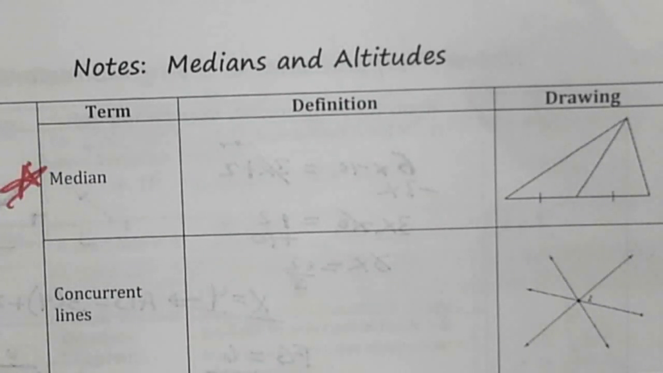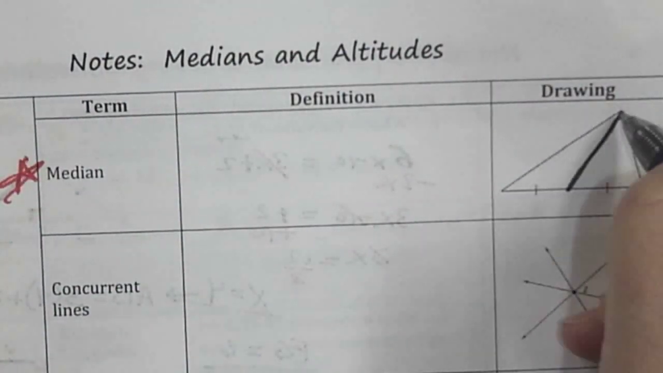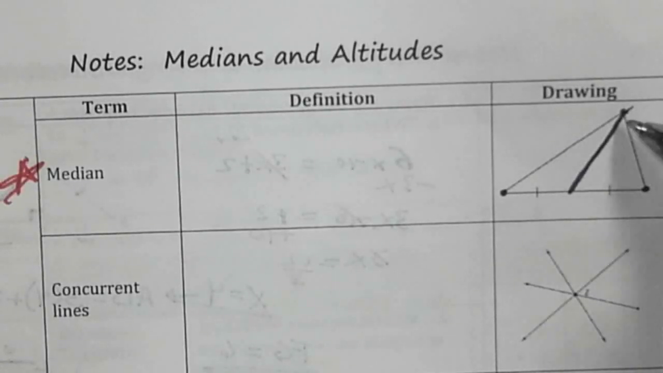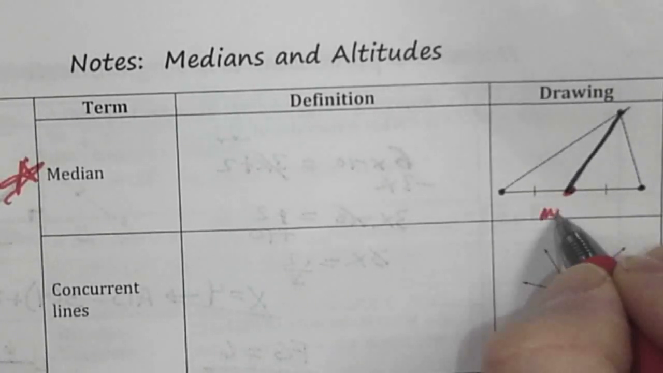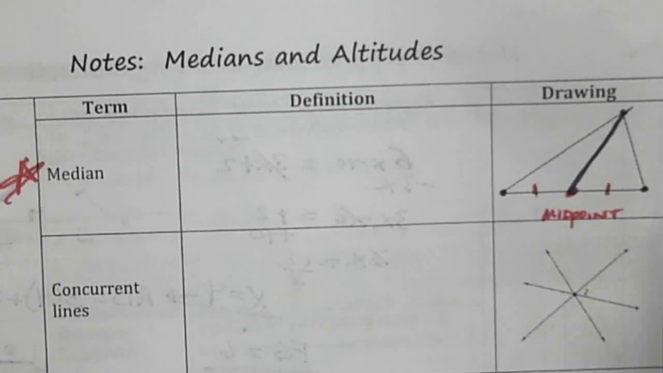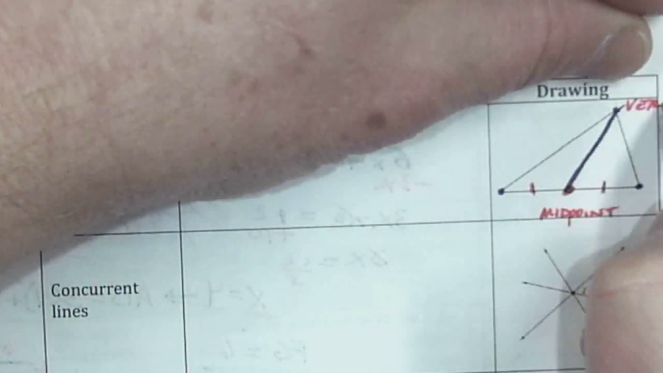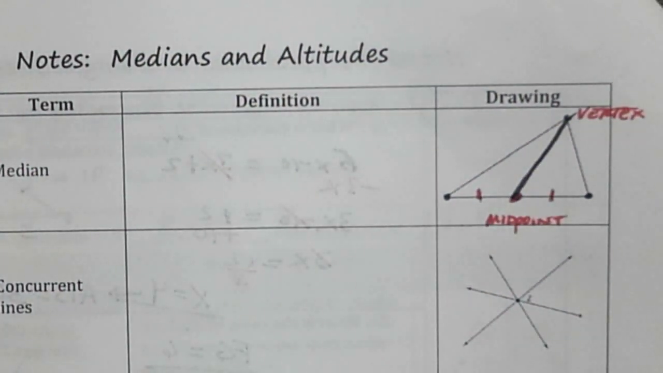What is a median? Paraphrase. This right here is my median. Each of these corners is called a vertex, or vertices. It goes from one of the vertices to the midpoint. Okay, I'm going to write that. Midpoint. How do I know it's the midpoint? I'm saying these two are equal, so that has to be the middle. And then I'm going to put up here, this is a vertex. There are three of them. Any corner is a vertex.